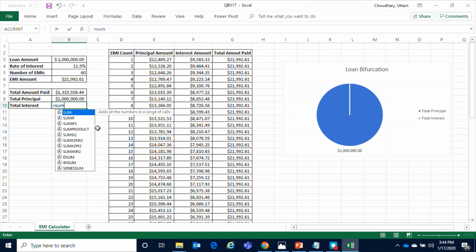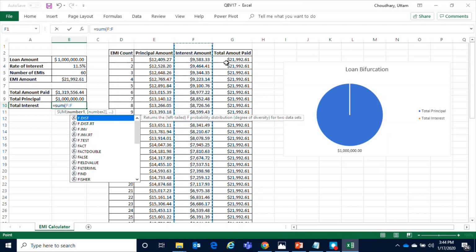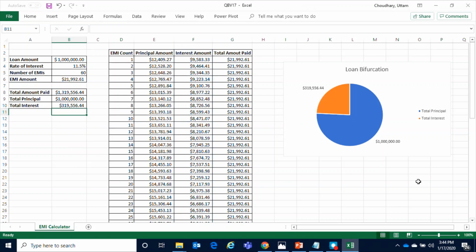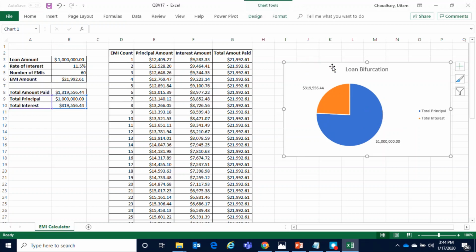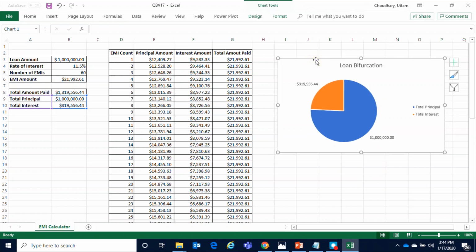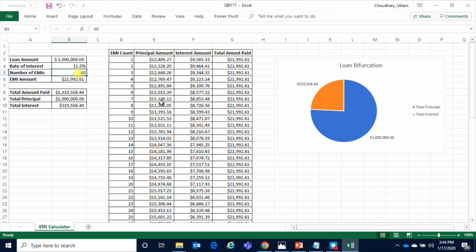But I would use the chart in order to draw that, and I would select this and close it in here. If you look, most of the banks would give you some graphical representation of how much you have paid on the loan, how much was the principal and how much was your interest. I tried to bring this chart to show how much is the amount that you're paying for interest versus principal. For now, this is for 60 months.